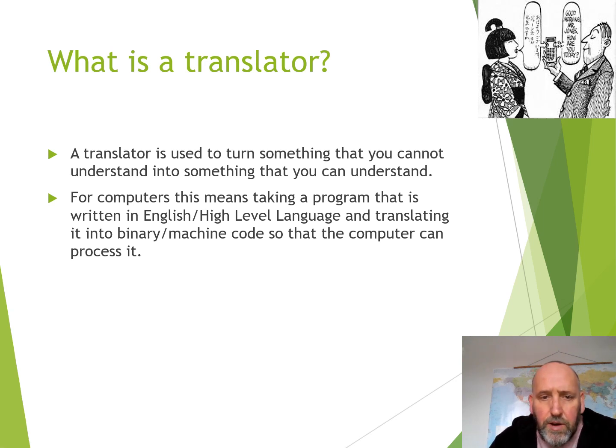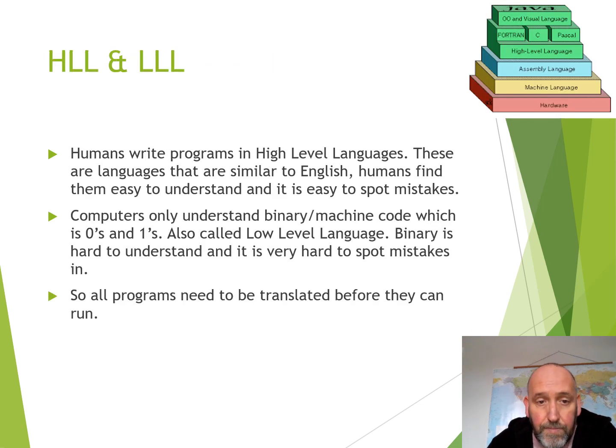So we're looking at translators. A translator is something that turns something you can't understand into something you can understand. In computing, this means taking something written in English, a high-level language, and turning it into a low-level language, which is binary or machine code. And then the computer can understand it.